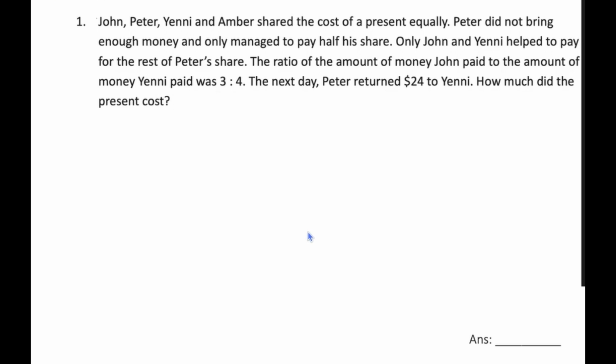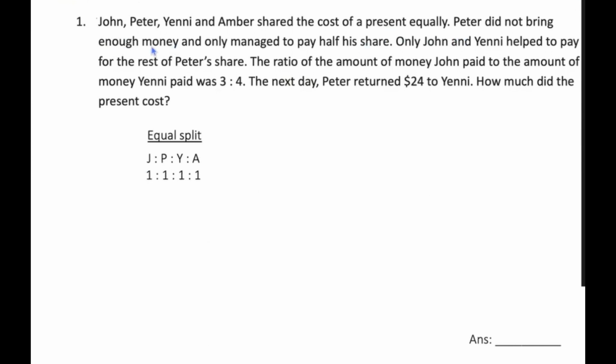So let's do it now. We do it step by step. John, Peter, Yenny, Amber shared the cost of a present equally. So do one sentence at a time. I'm teaching you how to approach problem sums with a lot of words. Okay. So this is how I will approach it. One sentence at a time. So the first sentence, equally. So we use a ratio to represent them. 1:1:1. So that's the best way to represent equally.